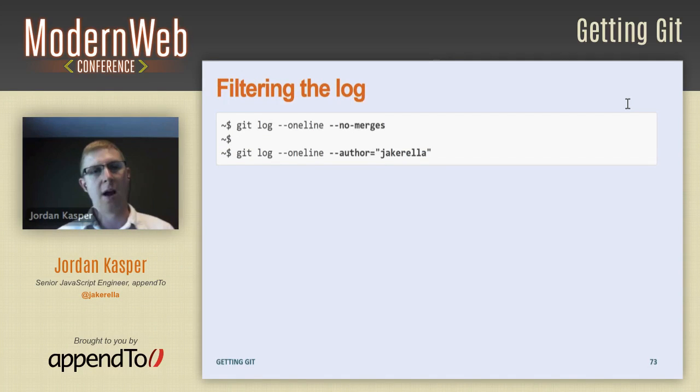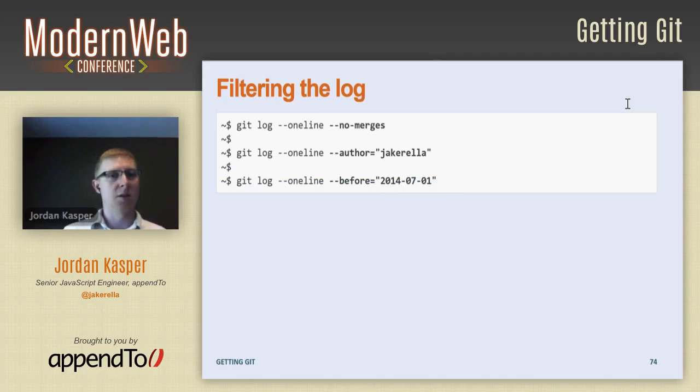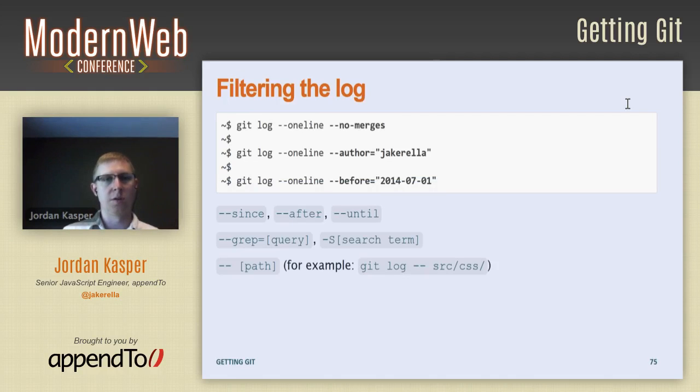You can restrict by author, you can restrict by date, so you can say only show me commits before a certain date. But there's a bunch of other ones, so I'd encourage you to look through those. Since, after, until, query, all sorts of different things that you can look through. What I really like here is the git log with the -- and then a path. That'll only show you commits that have changes in that path. So very helpful when you just want to have commits where your CSS is changed, or your JavaScript, or whatever.